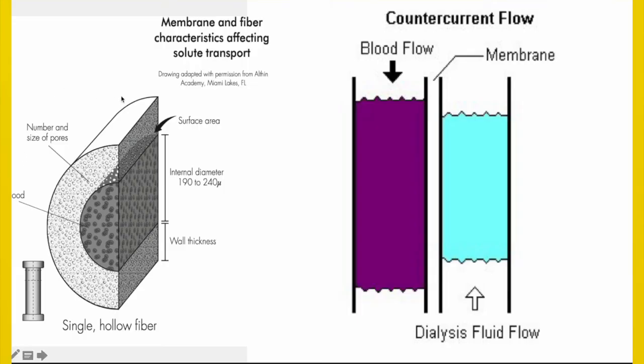Next is membrane and fiber characteristics affecting solute transport. This is another diagram showing the surface area of a single hollow fiber. Here is the wall thickness, this is the internal diameter, this is the surface area. This is how the counter current flow movement occurs. The blood moves from up to downwards, while the dialysate moves from downside to the upside. This is the semi-permeable membrane, and the movement of solute occurs from high gradient to low gradient.